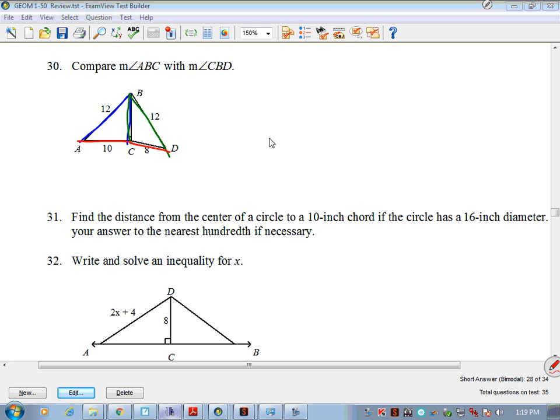What is that going to tell me about those two angles? What does that tell me about measure angle ABC compared to measure angle CBD? This one is greater than because it's opposite a side that is longer. All other things being congruent, an angle that is opposite a larger side will be larger. Question number 30 comes from investigation number 4, inequalities in 2 triangles.